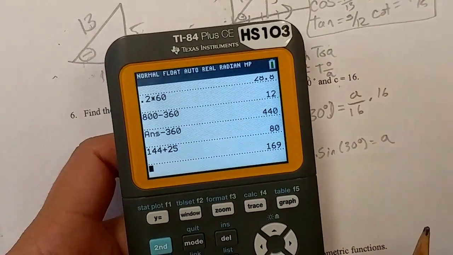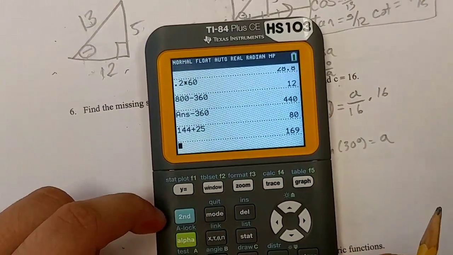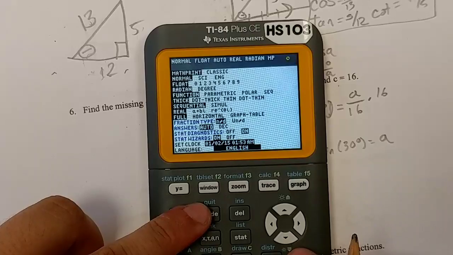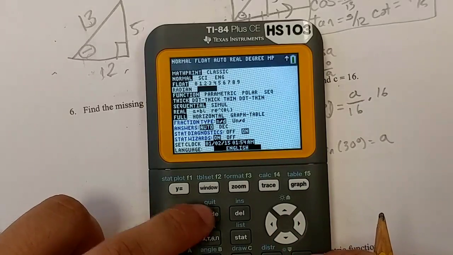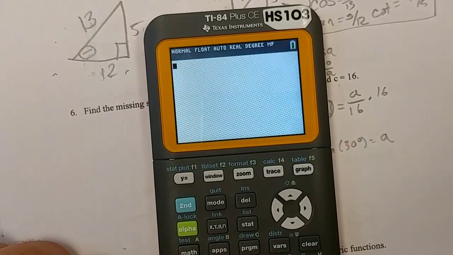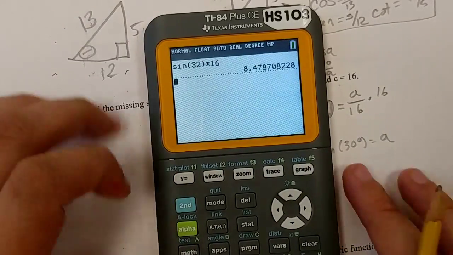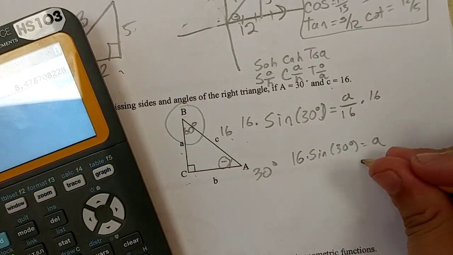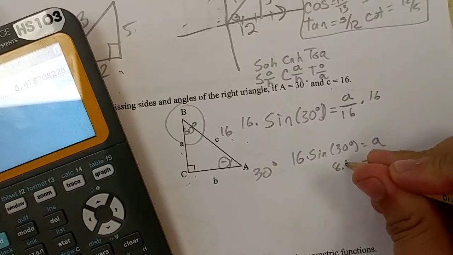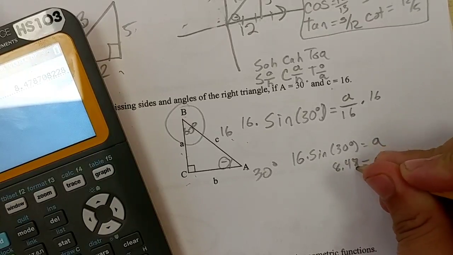Before you do anything, make sure you click mode and make sure you're in degree mode. Okay? So we're going to do sine of 30 times 16, and we're going to get 8.47. So a equals 8.47, or actually 8.48 to round it properly.